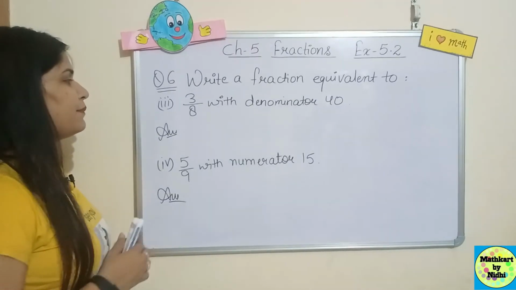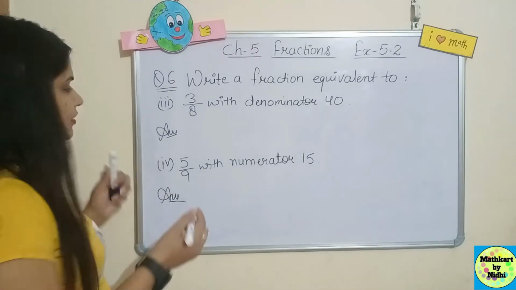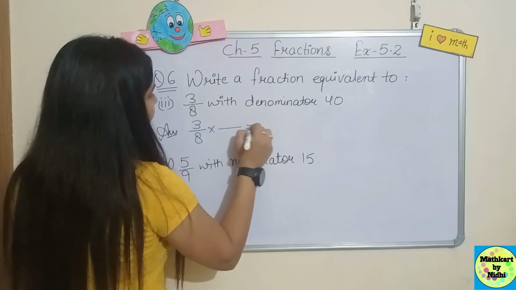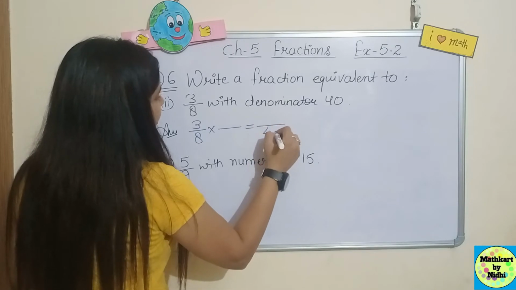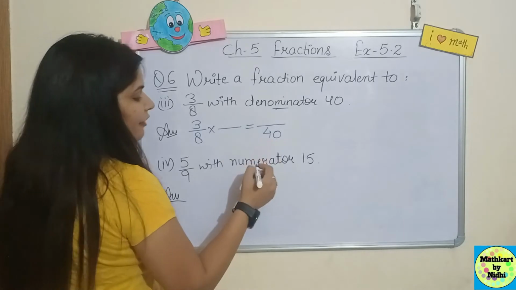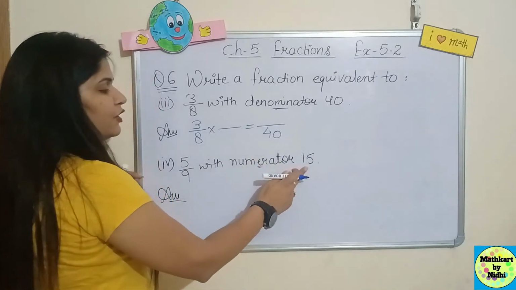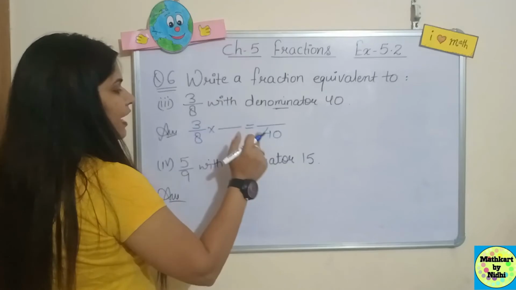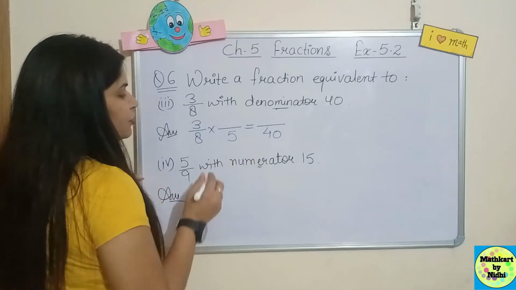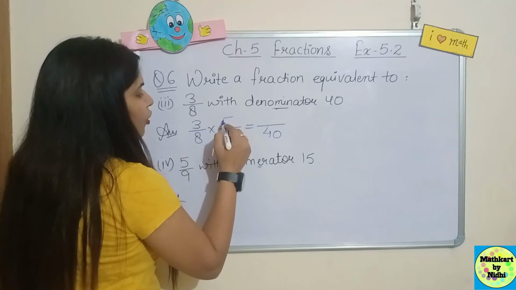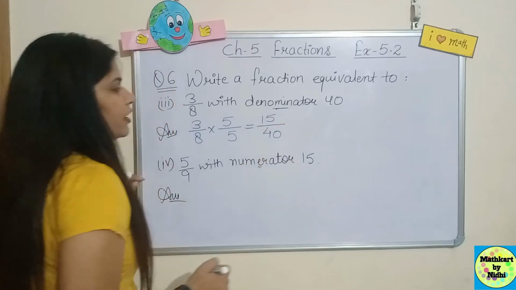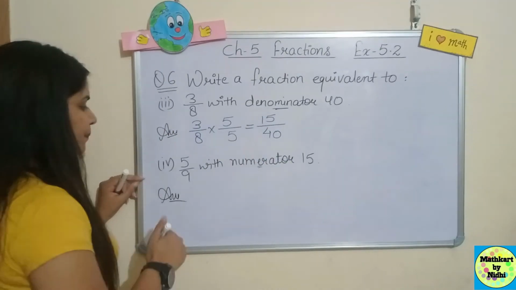Third part, 3 upon 8 with denominator 40. Let us write in the same format. 3 upon 8 multiplied by something, we'll get the denominator 40. If the denominator is given, I am going to place it in the denominator place. If the numerator is given, we will place it in the numerator place. So for 8, we have to count till 40. As we know, 8 5s are 40. So we are going to multiply the numerator also by 5. 3 5s are 15. So the correct answer is 15 upon 40.